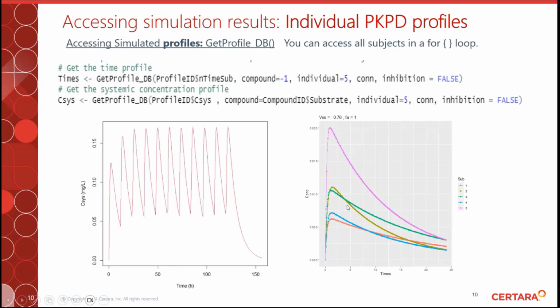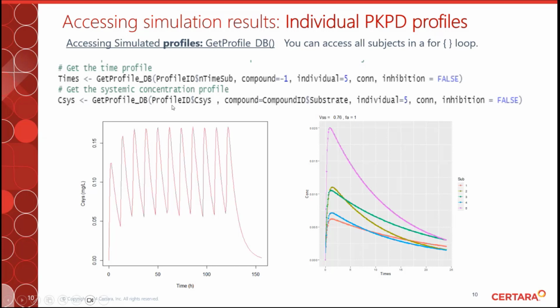Moving on to profiles, so extracting profiles. To extract profiles, we use a function called getProfilesDB. And what this function requires is that you specify the tag ID for the profile. In this example, I'm showing you one for the time profile and then one for the systemic concentration. Focusing on the time profile, the tag ID for the time profiles is n times sub. The compound just for the time profile is -1. And then you will need to specify the individual number and the RSQLite connection. Just for the time profile, the inhibition is always set to false.